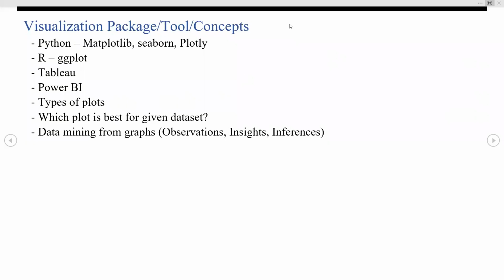There are various visualization tools available within programming languages as well, and UI, user interface based tools are also available. It's totally up to you what you learn, but no matter what you learn, you should know one of the tools thoroughly, and also you should know a few visualization concepts. So visualization of the information is an art.